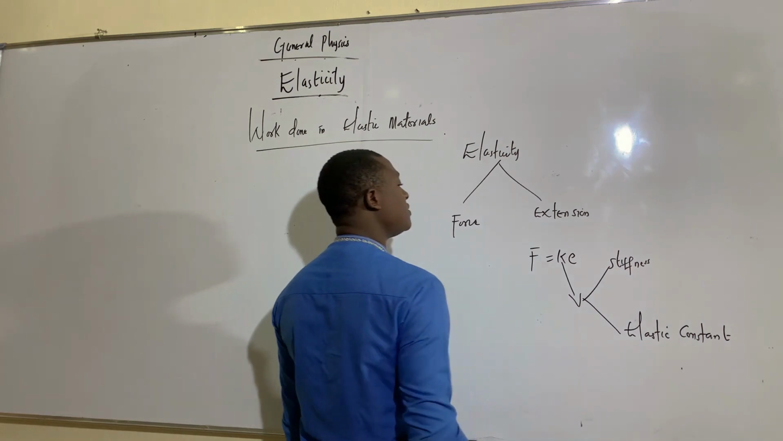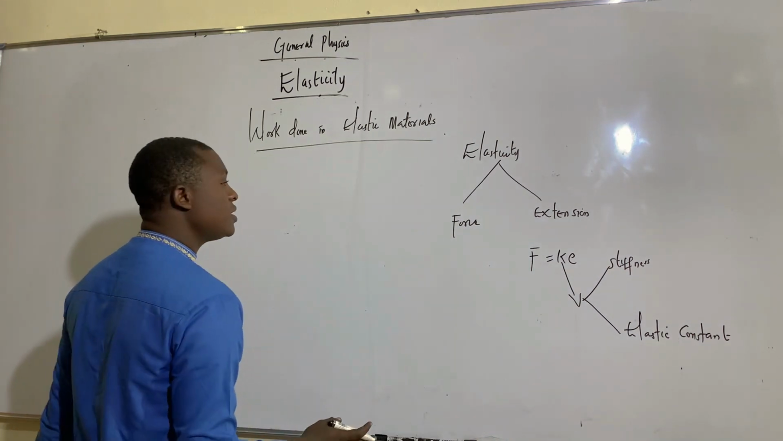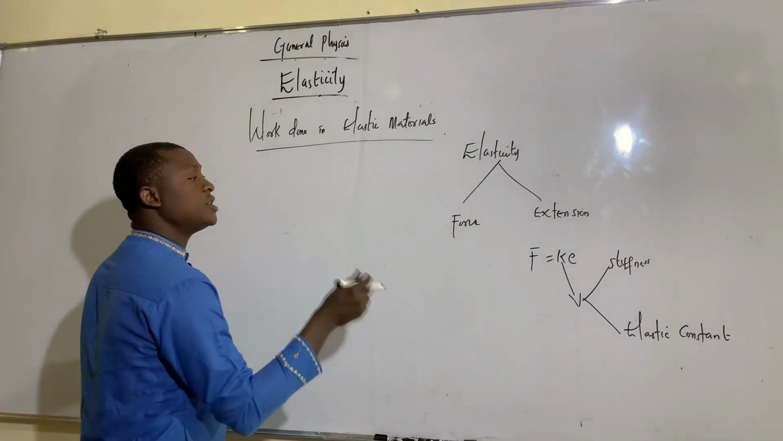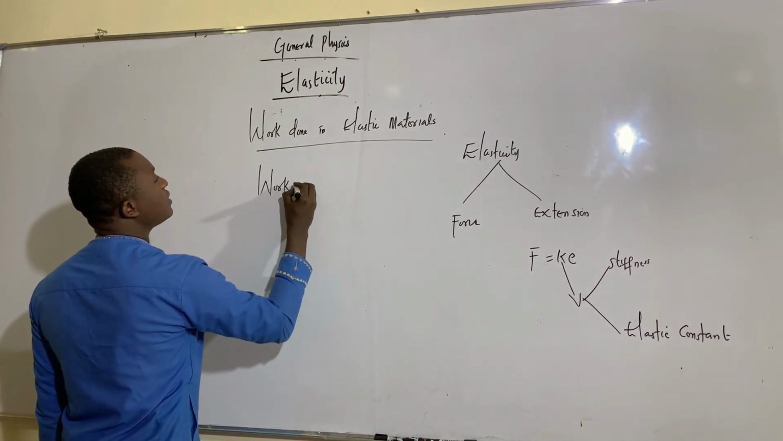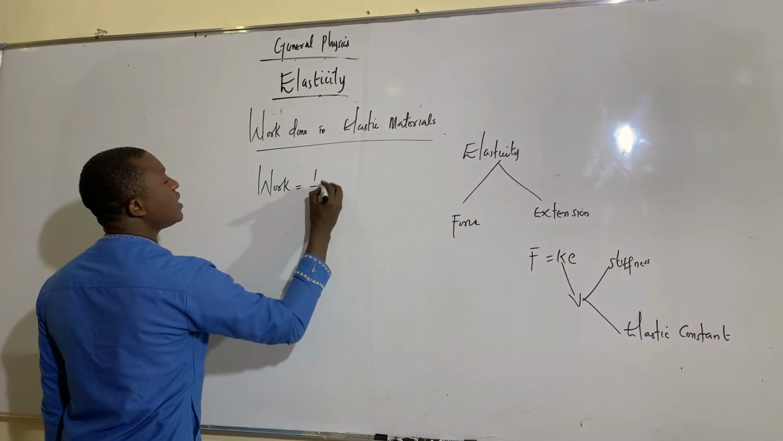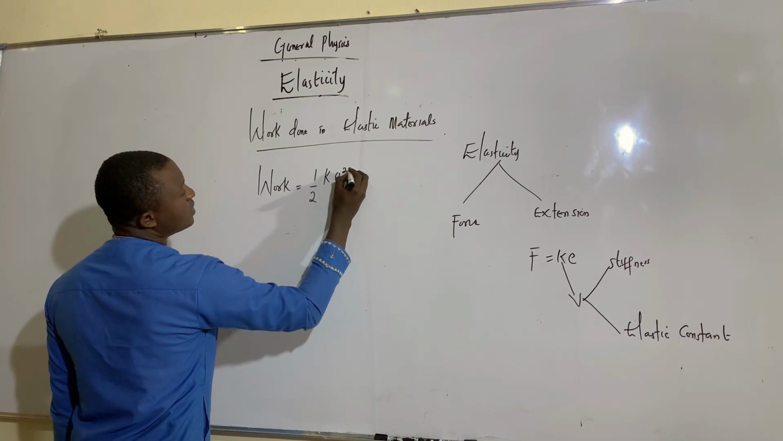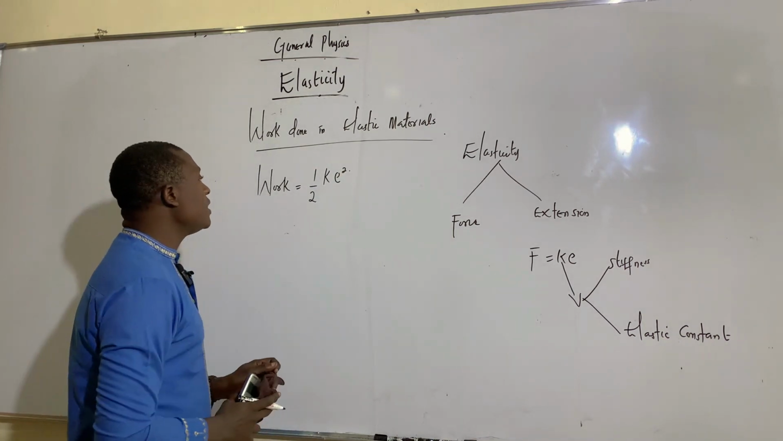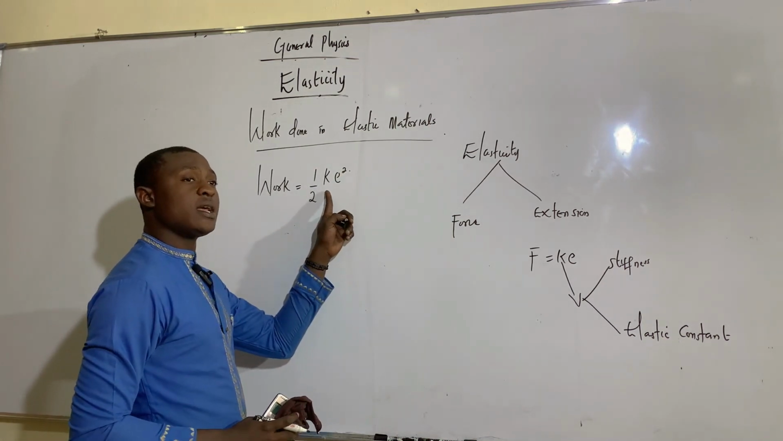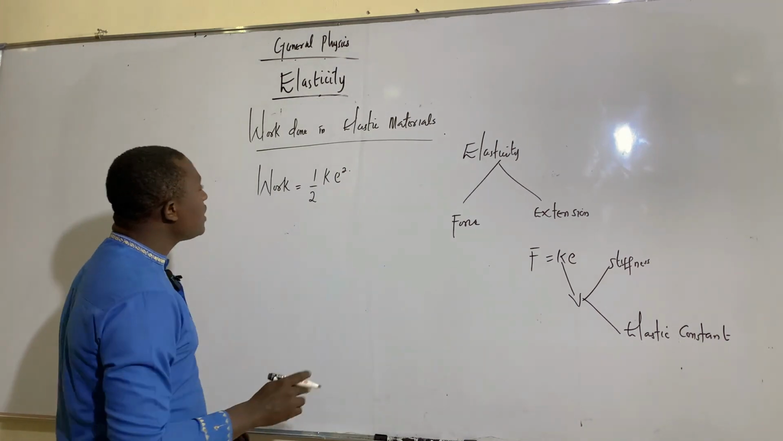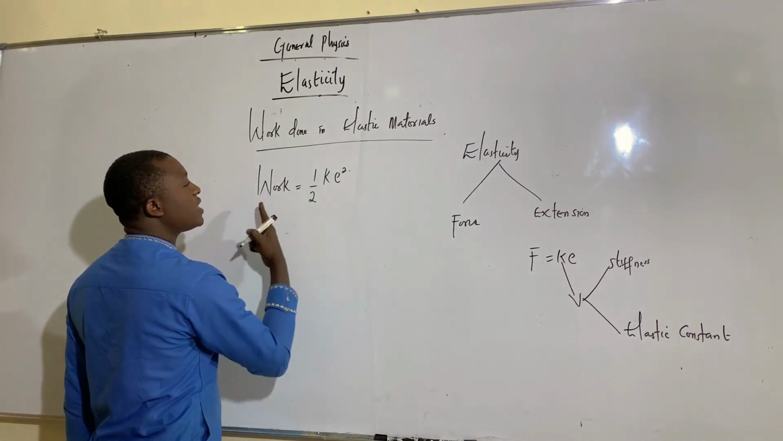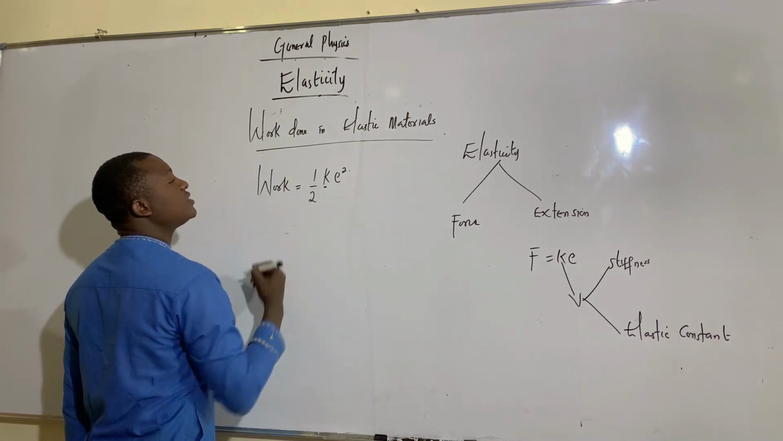In case you need the derivation of this, if you check the materials, you see I will use one and I will derive the other one. So work done in elastic material is always given as half K E squared, meaning it's related to the stiffness, which is an elastic constant, and at the same time the extension. But there are some cases in which you have to find the work done and the value of the constant is not given.